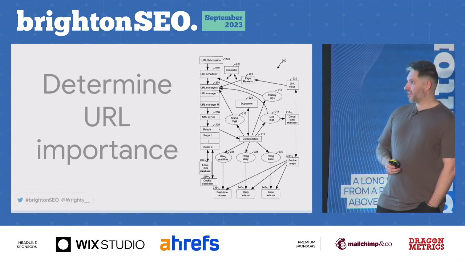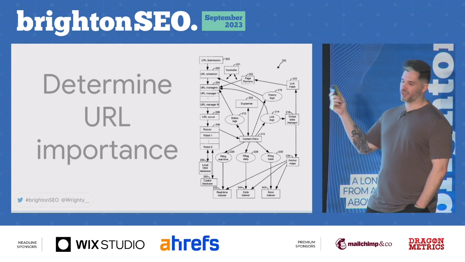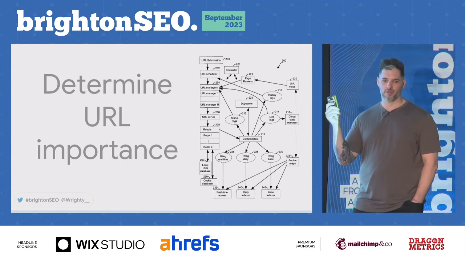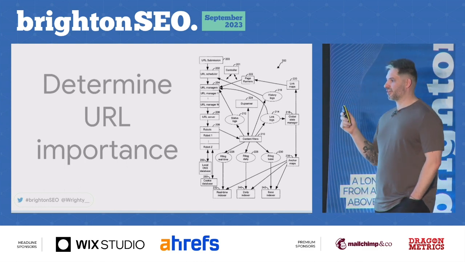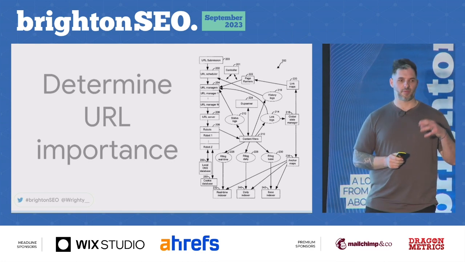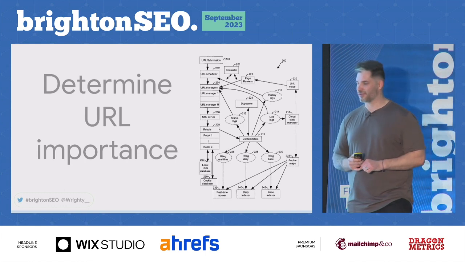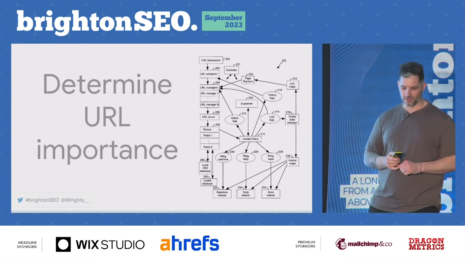Cool. So the next one is determining URL importance. This is a screenshot taken from one of Google's patents on their URL scheduler. The URL scheduler, to break it down really simply, will crawl pages that it deems to be more important in your site more often. I'll link to the actual patent in a tweet after this, if you're interested.